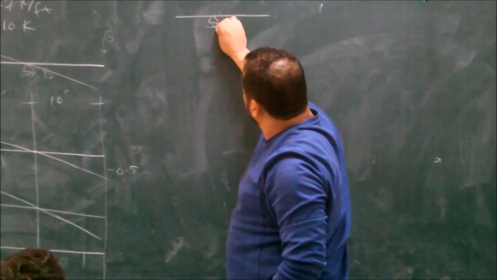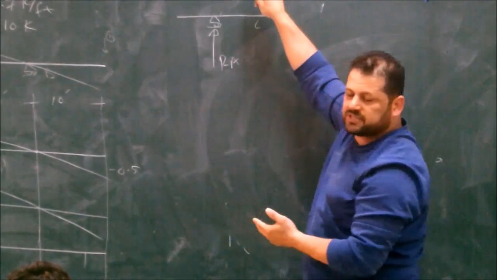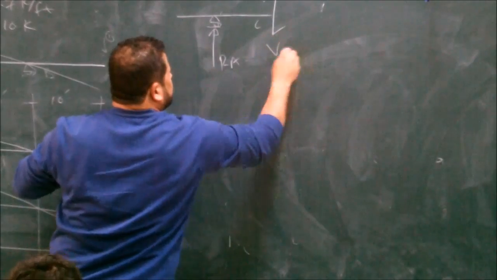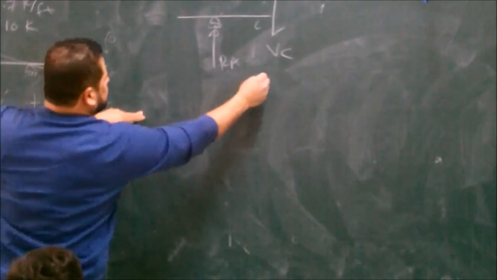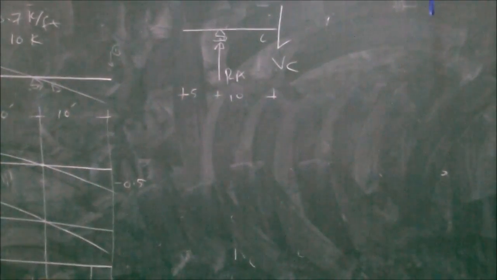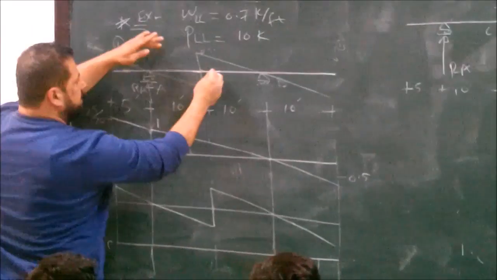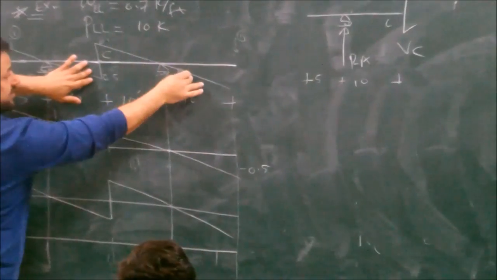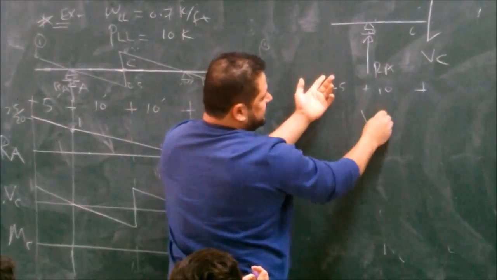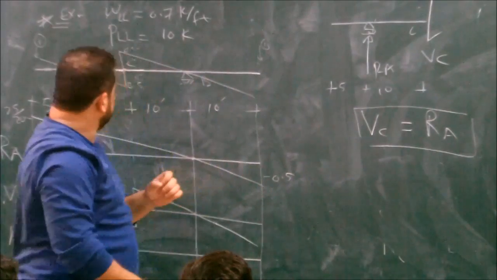This is RA and this is C, right? So what's the positive shear at C? This is VC, positive. And the distances are 10 and 5. Good? So if the unit load is beyond C, after C, VC equals RA.